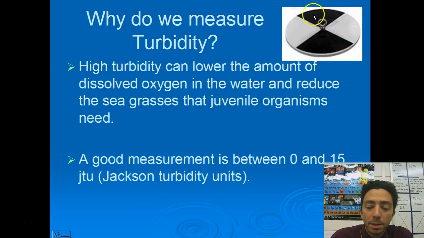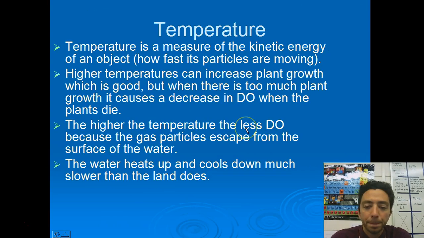How do we measure it? This is called a Secchi disc over here, and simply what you do is lower it down into the water until you can no longer see the difference in these edges here. And so once you can no longer see the difference between the black and the white, we get a measurement. The measurements are in JTUs, or Jackson Turbidity Units.